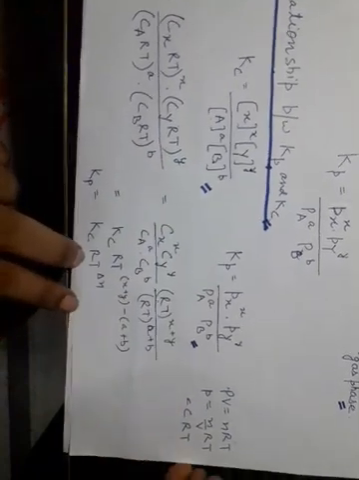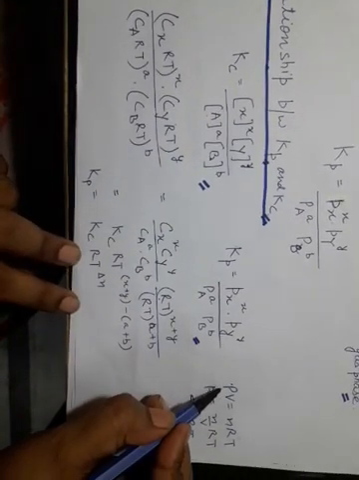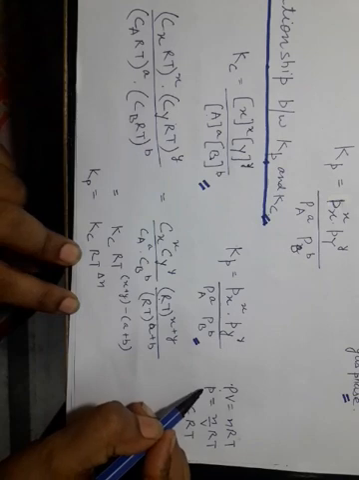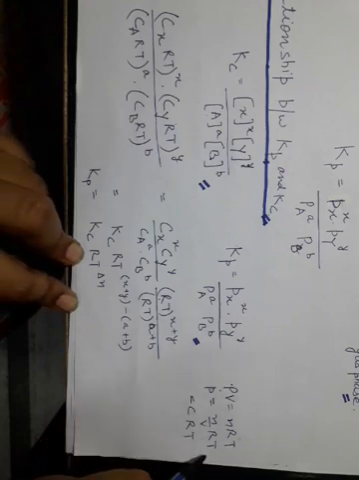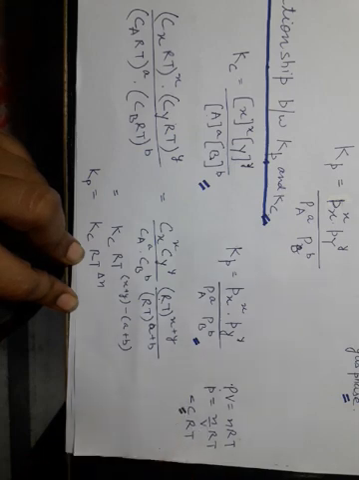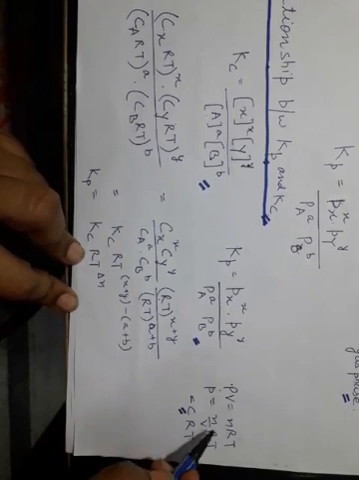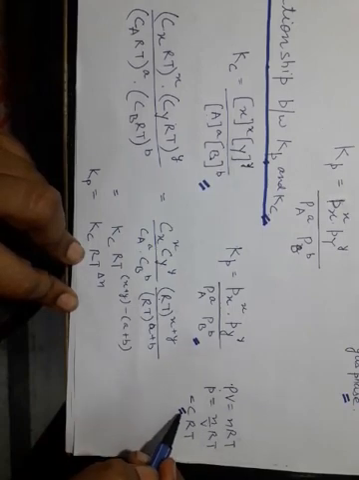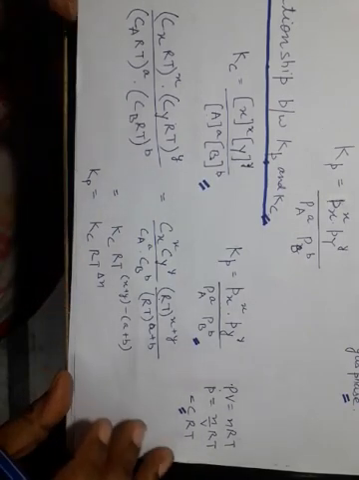Students, in the ideal gas equation we have studied that PV is equal to nRT. So the pressure is equal to n upon V times RT. In the first chapter we studied that number of moles divided by volume is called concentration. So in place of n by V we can place concentration.